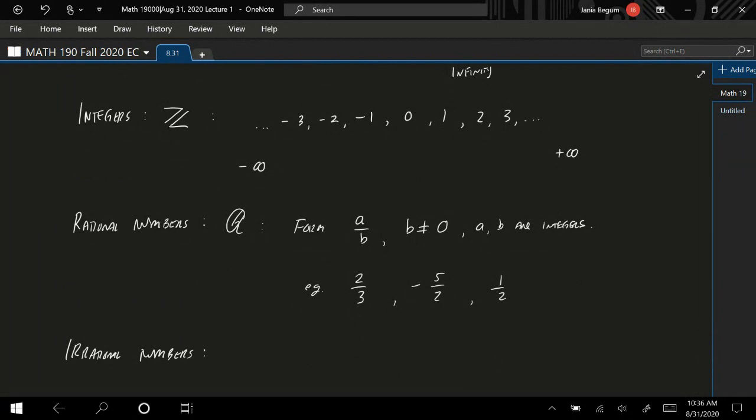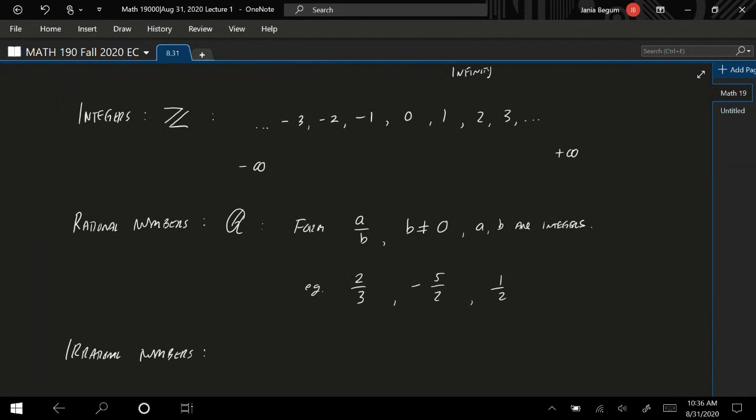Anyone? Go ahead. Numbers that you can't represent accurately with a ratio. Right. So give me an example of an irrational number.